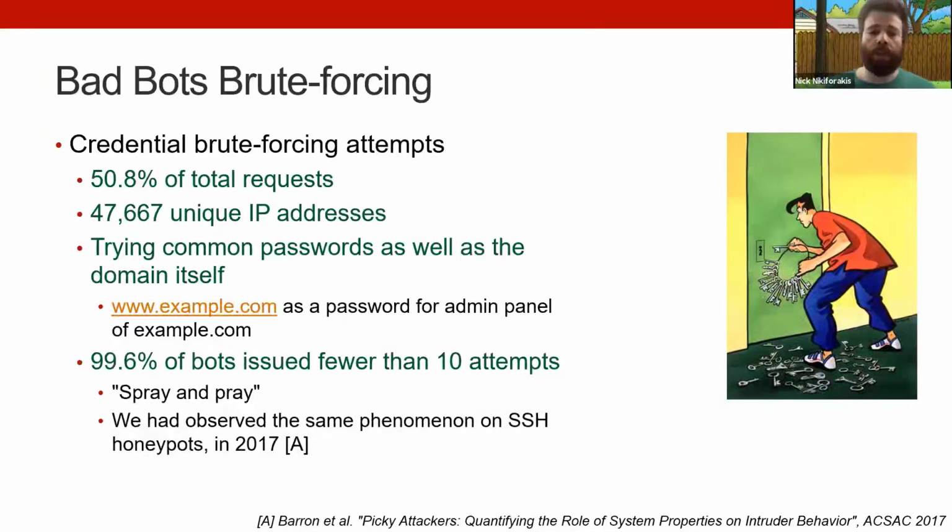What was interesting to us was that 99.6% of the bots issued fewer than 10 attempts before stopping, right? And this means that they're really after the lowest hanging fruit possible. So if your password is not in the worst possible list, the top 10 worst passwords, you're likely going to survive this, right? And we had actually observed the same spray and pray behavior, let's say, against SSH honeypots that we deployed 4 years ago.